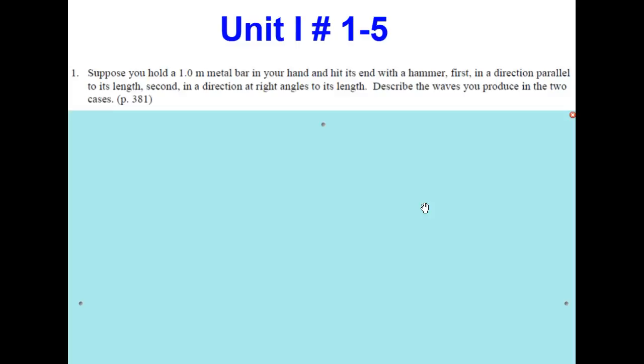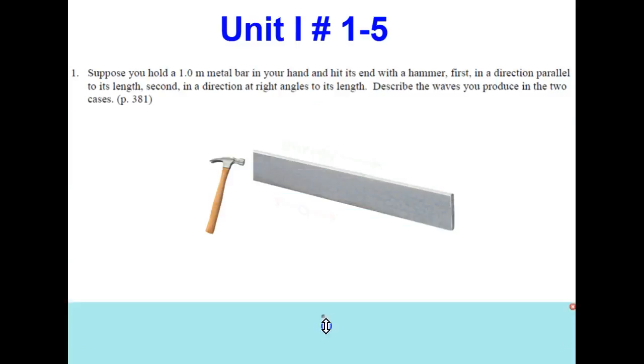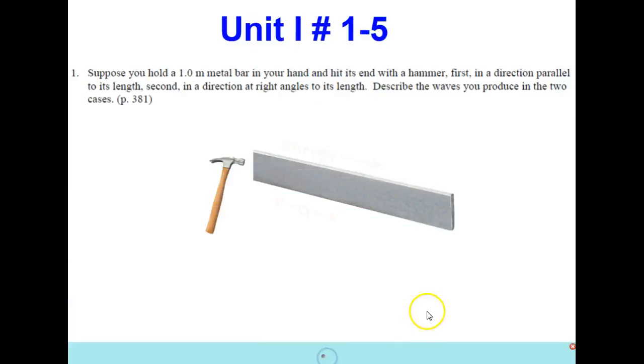Suppose you hold a 1 meter metal bar in your hand and hit its end with a hammer, first in a direction parallel to its length, and second in a direction at right angles to its length. Describe the waves you produced in the two cases. Okay, well, in case 1, here we have our metal bar, and here we have our hammer, which we're going to strike at a direction parallel to its length.